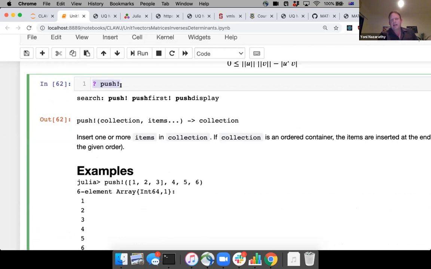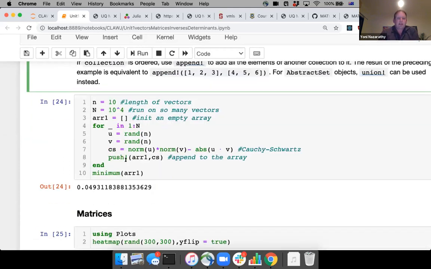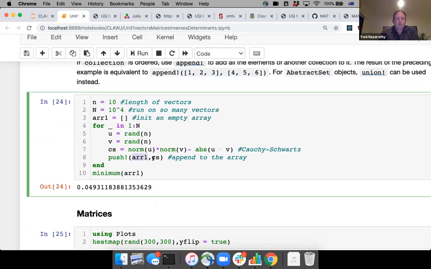And the reason it's that is because when you give it an array, it actually modifies the array by reference. So it's changing the array. That's a notation of a function that makes a change to its input argument: you put an exclamation mark. So you give it array one, you push to it CS, and by this time array one grew by one. And then in line 10, we get the minimum over the array. So I run this.